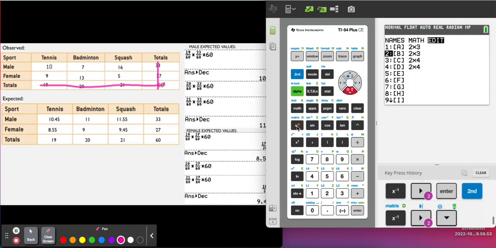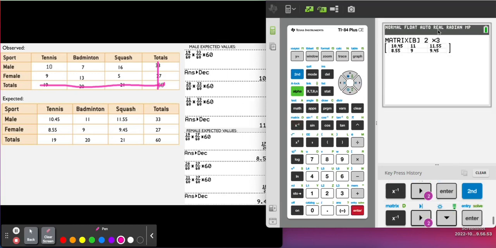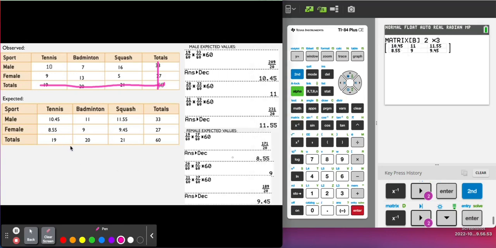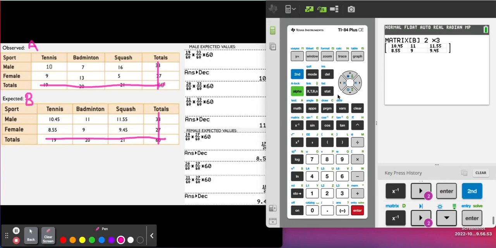So we'll go and edit a second matrix, 2 by 3, and then we input everything for the expected matrix, but again, no totals here. So we have the observed in our matrix A, and we have that the expected is in our matrix B. Let's go ahead and do some calculations.